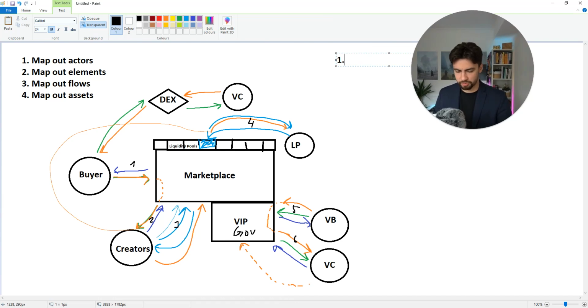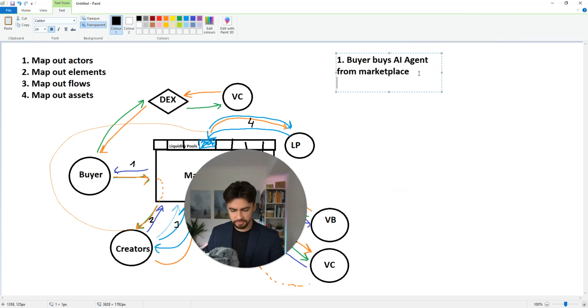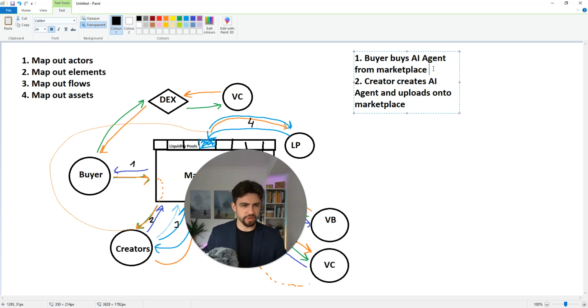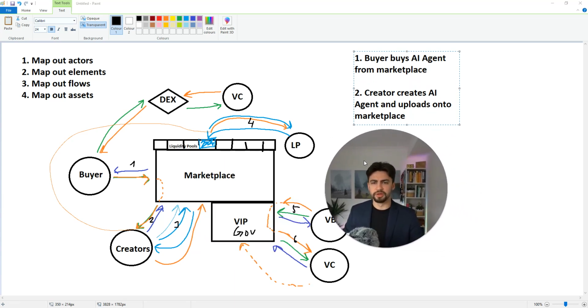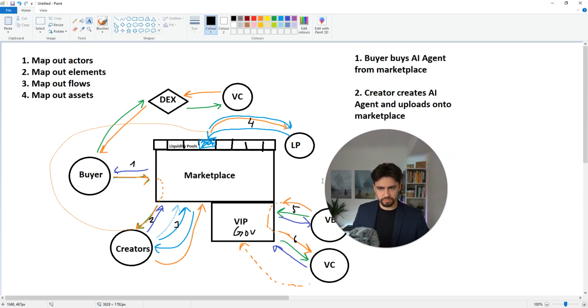So then you write number 1, buyer buys AI agent from marketplace. If I just move myself over here, creator creates AI agent and uploads onto marketplace, whatever it is, right? I'm sure maybe creator should be number 1, buyer should be number 2, whatever it is, right? Doesn't really matter. But you put the numbers in, you explain all of these flows.